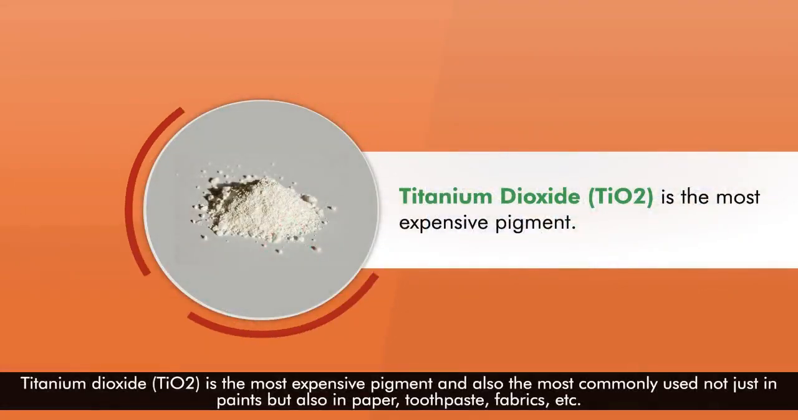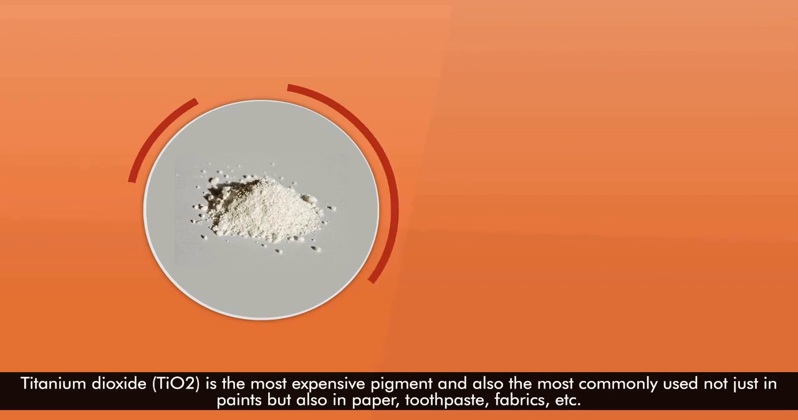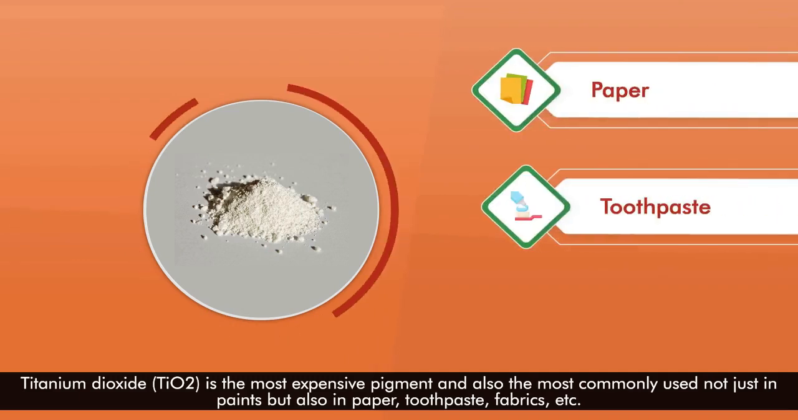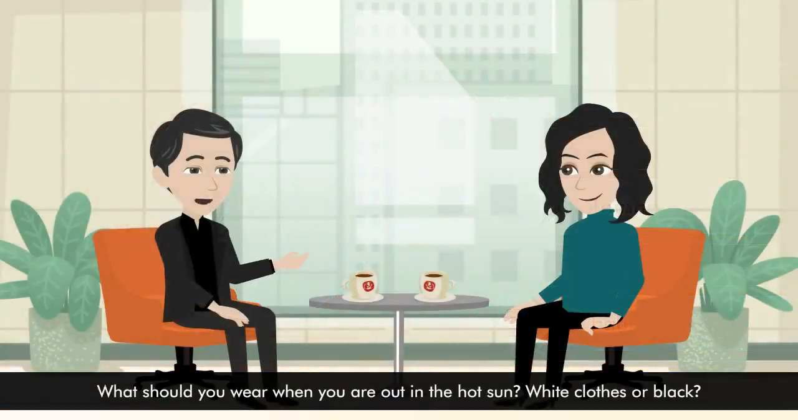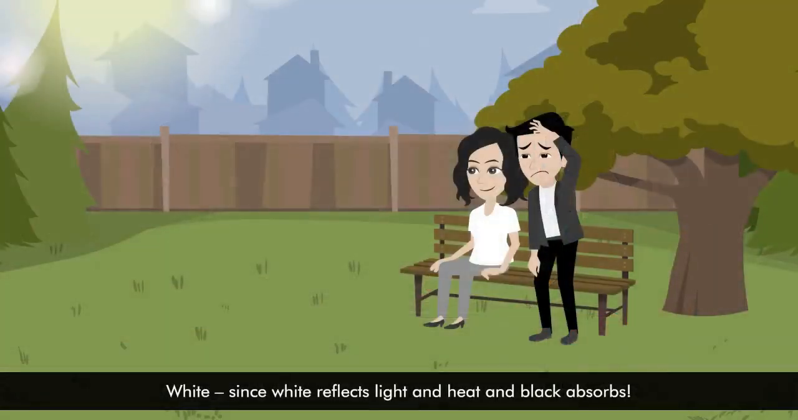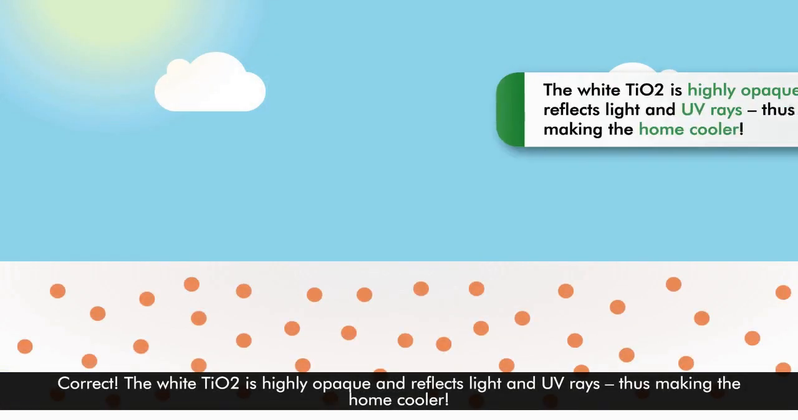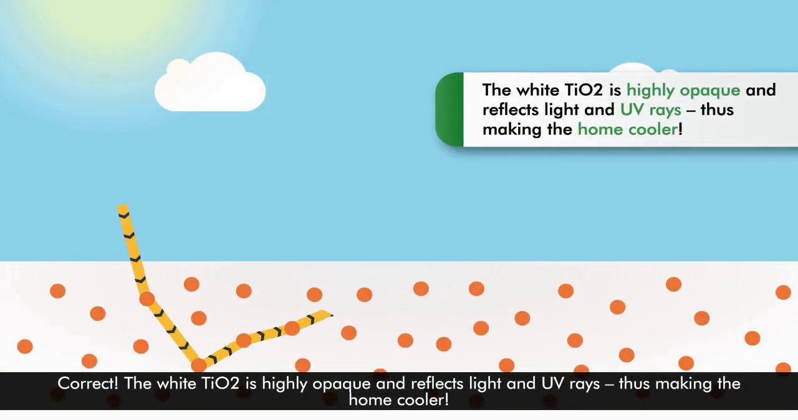Titanium dioxide or TiO2 is the most expensive pigment and also the most commonly used, not just in paints but also in paper, toothpaste, fabrics, etc. What should you wear when you are out in the hot sun? White clothes or black? White, since white reflects light and heat, and black absorbs. Correct. The white TiO2 is highly opaque and reflects light and UV rays, thus making the home cooler.